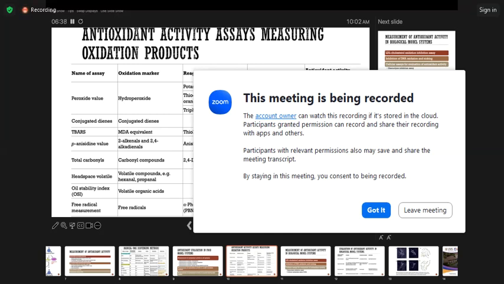All right. And then I list out the oxidation markers. For example, if you focus on the peroxide value, your marker will be hydroperoxides. The reagents you may use are potassium iodide, triphenylphosphine, and thiocyanate for detection. This is the detection method, and my suggestion is to use titration. If you use potassium iodide, the best method to detect is the titration method.